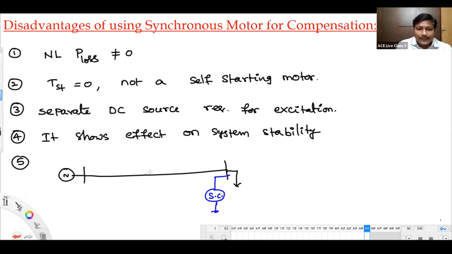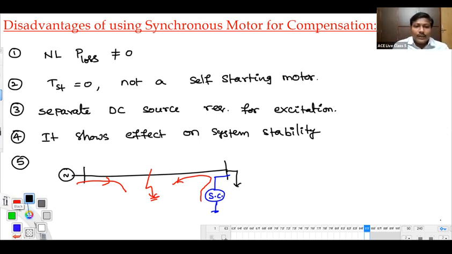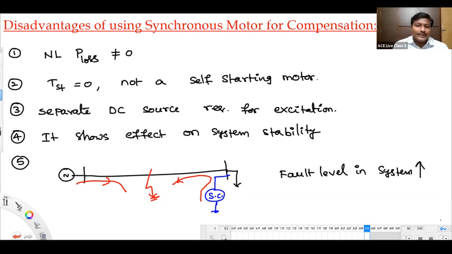Now, if you take a short circuit fault on this line, this generator is supplying some fault current. This synchronous condenser also supplies some fault current. Yes or no? So, addition of the synchronous motor generally raises the fault level in the system. Fault level in the system increases.